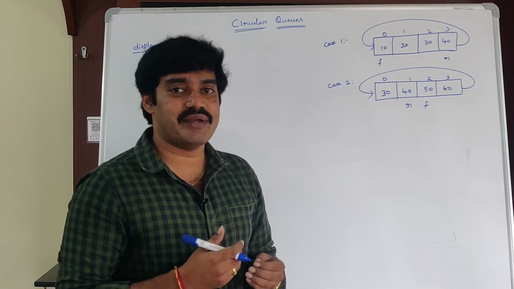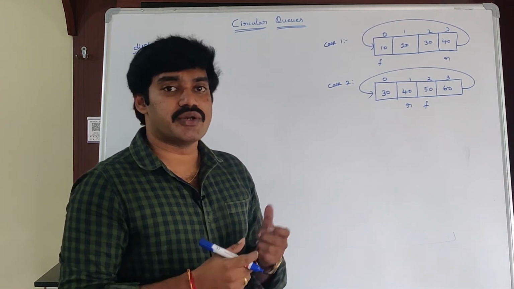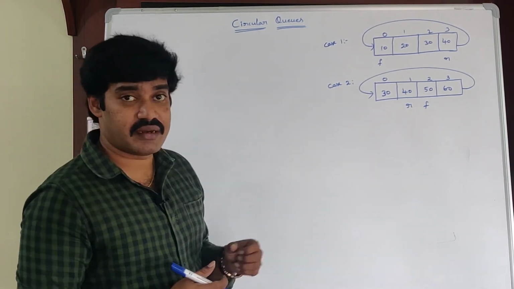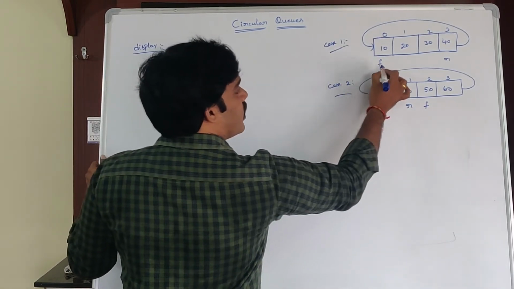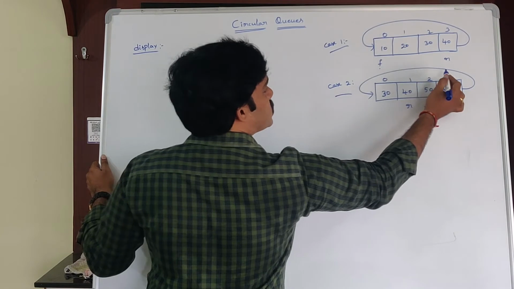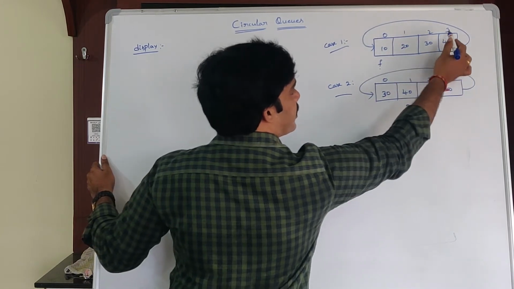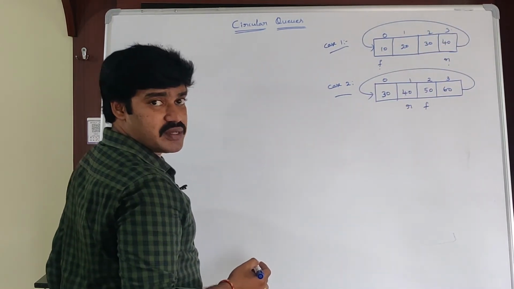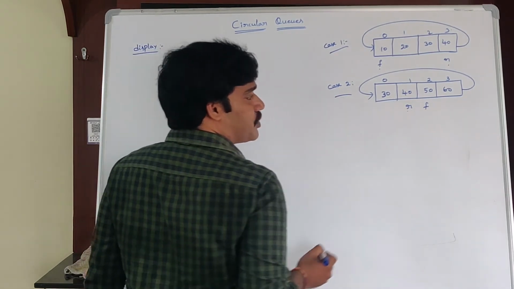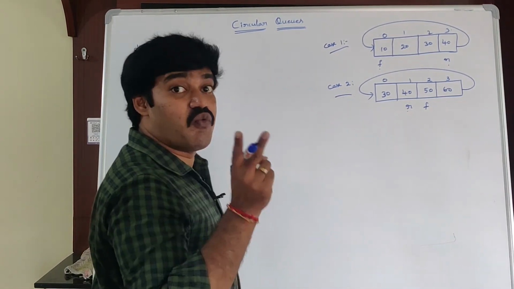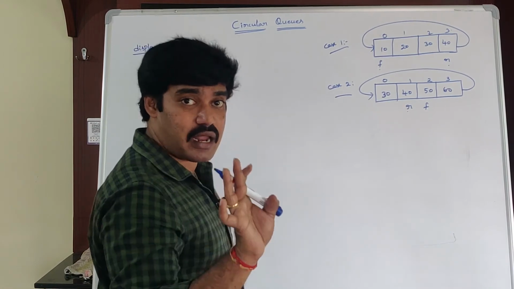How to display the elements of a circular Q data structure? To write the logic for the display function, consider two cases. This is case 1 as well as case 2. In case 1, the front pointer points to 0 and the rear pointer points to max size minus 1, which is 3. Coming to case 2, r plus 1 is equal to f. These two are the overflow conditions in the insertion operation.